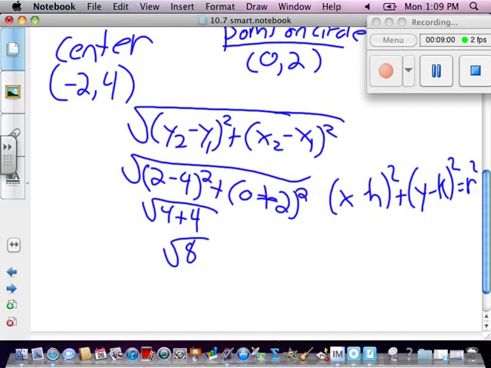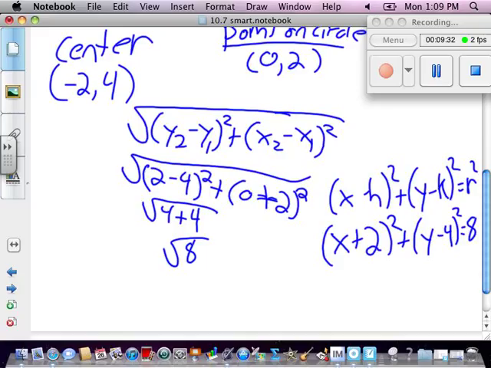So let's take our center. Am I going too fast? So we use the same center, don't we? Yes. The center stays the same. We've got our radius. Can I go on? x plus 2 plus y minus 4 equals what? The square root of 8. What is the square root of 8 squared?